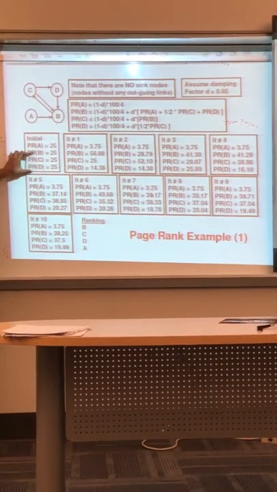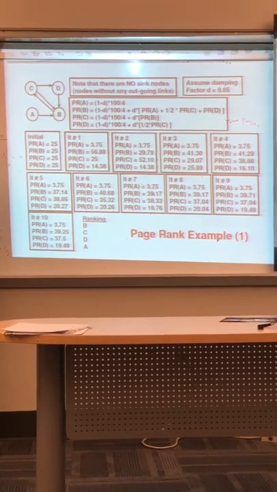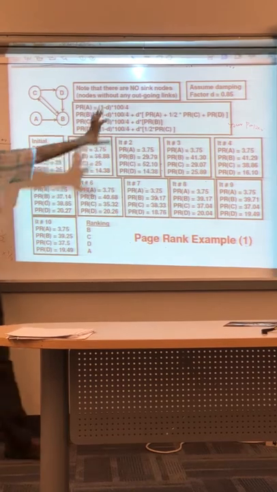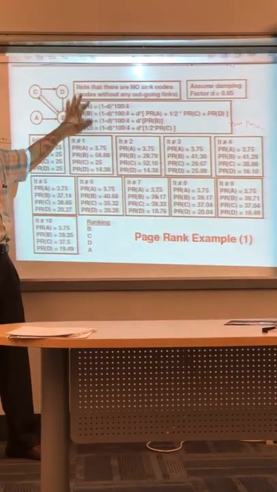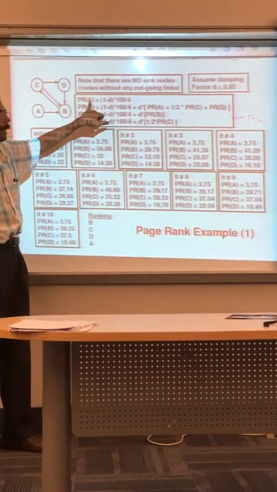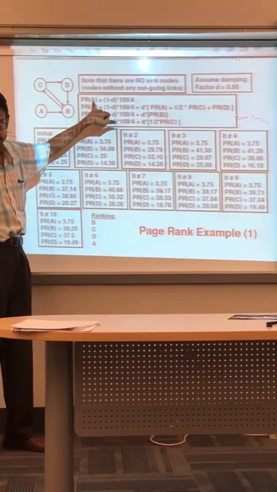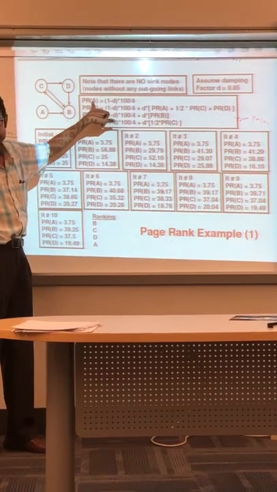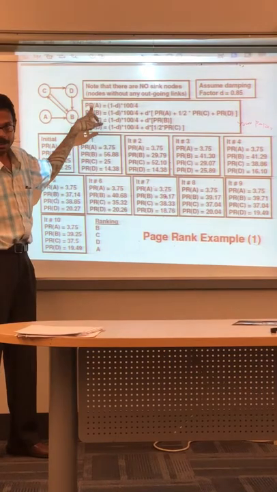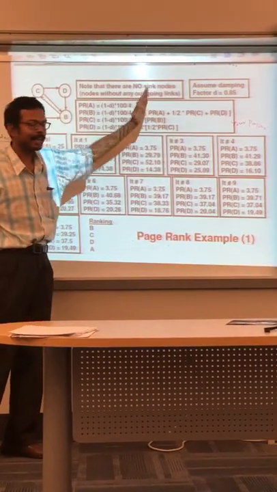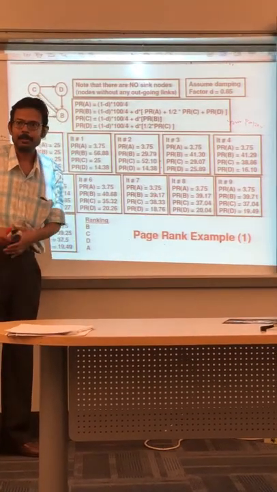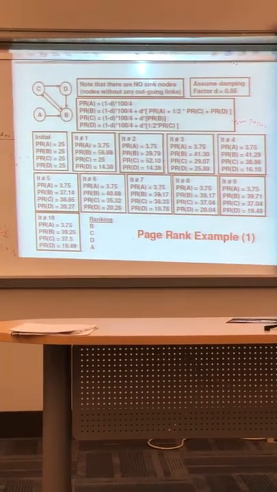So for any iteration, use the PageRank values from the previous iteration in this formula and compute the new PageRank values. You should not compute the PageRank of A first in the current iteration and then use the latest value of A. No, it's not like that. You have to use on the right hand side the values from the previous iteration. Is that clear? It's not like the hub and authority case.